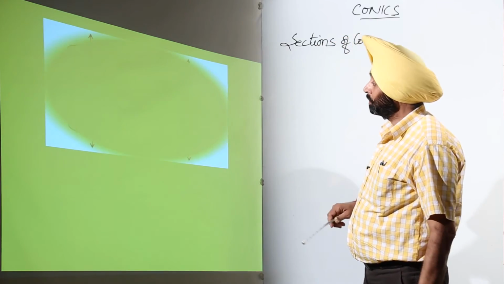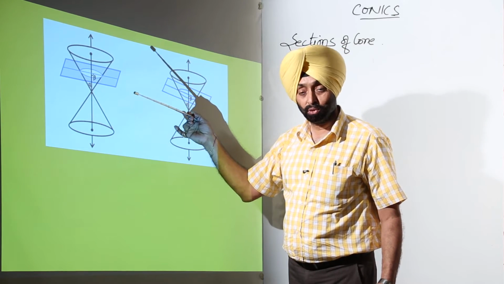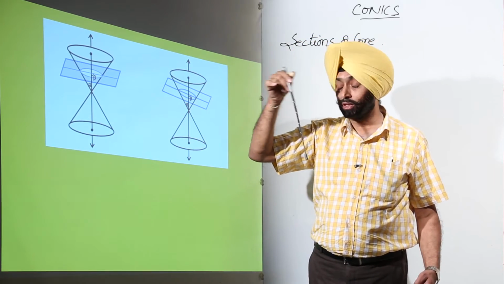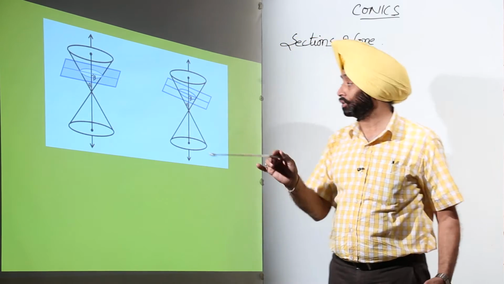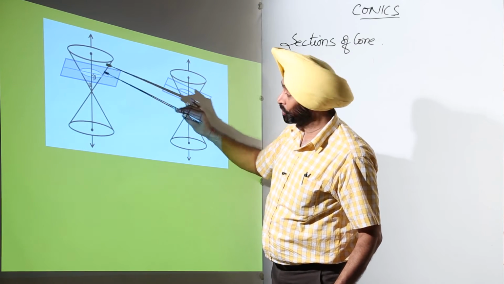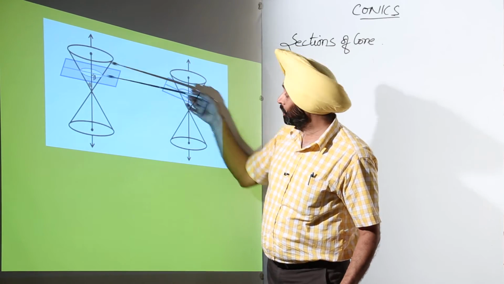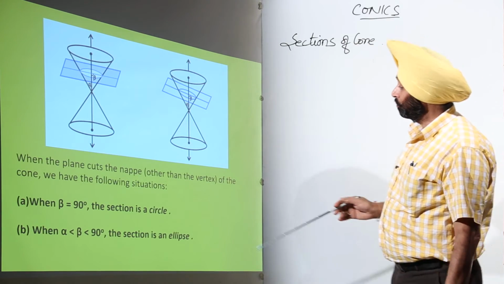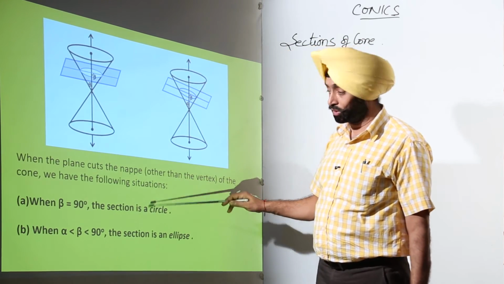Now we are having the formation of the conics. We are just rotating the planes, and you have already watched this in the animation part also. Now here you can just look at alpha and this beta. Here the plane is like this one and here the plane is a little bit like this one. Is it clear? So, when the plane cuts the nappe other than at the vertex of the cone, we have the following situations.